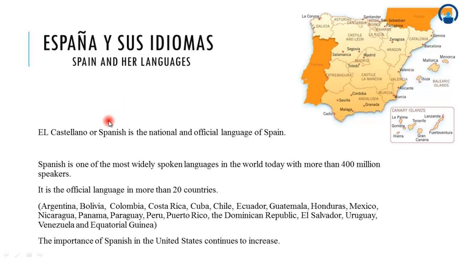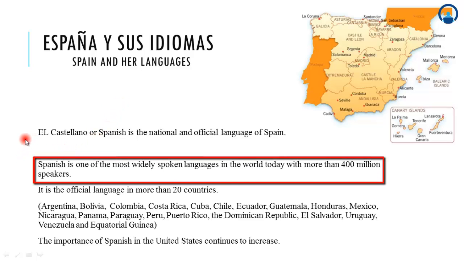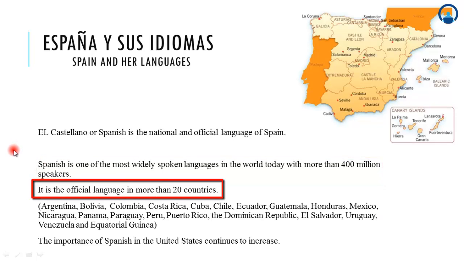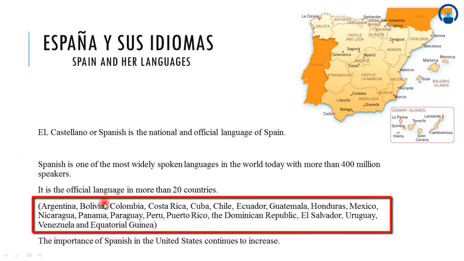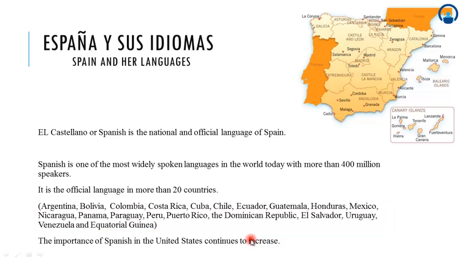Spanish is one of the most widely spoken languages in the world today, with more than 400 million speakers. It is the official language in more than 20 countries, and it is also one of the 6 official languages of the UN. Now these are the countries where Spanish is an official language. Plus, the importance of Spanish in the United States continues to increase. By now, you must be feeling good that the language we are going to learn is so widely spoken and used. Along with being such a famous language, Spanish is also an attractive and beautiful language. So without wasting any time, let's start with it.